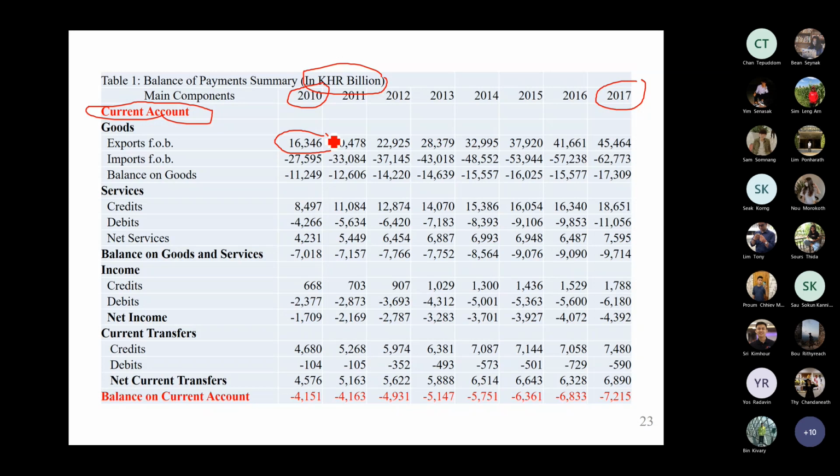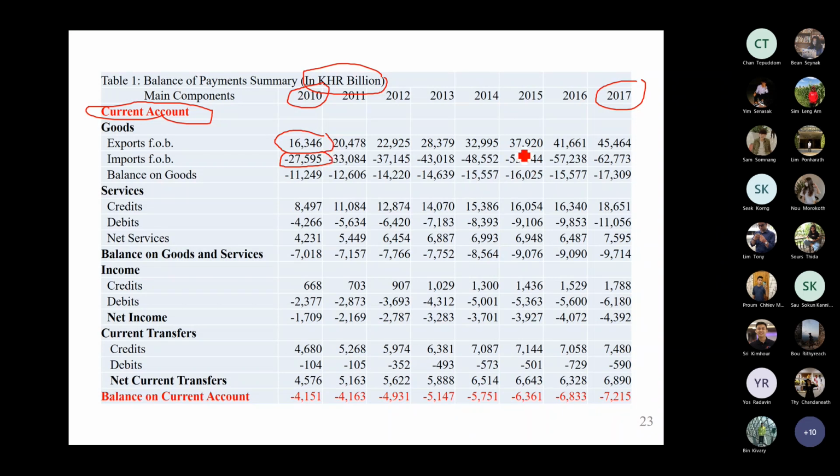And in the year 2010, we imported about 27 trillion Cambodian riels. So we see that our country imports a larger value than we export to the rest of the world. So in terms of our merchandise trade balance, we are a country that exports less and imports more.